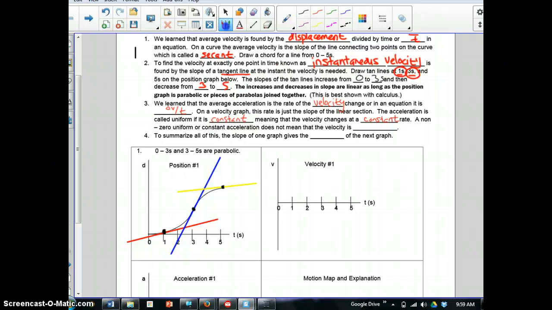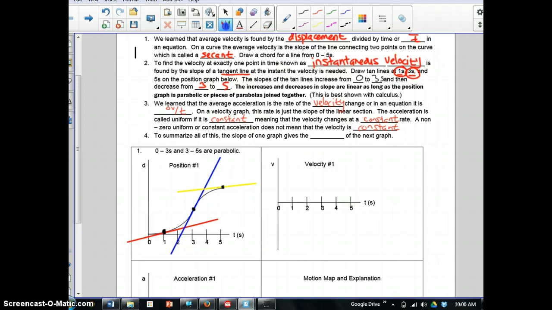A non-zero uniform or constant acceleration does not mean that the velocity is constant. The velocity is changing at a constant rate, so the velocity is not staying constant. Think of it, you're speeding up at a constant rate. When you have a constant acceleration, you are speeding up or slowing down at a constant rate.